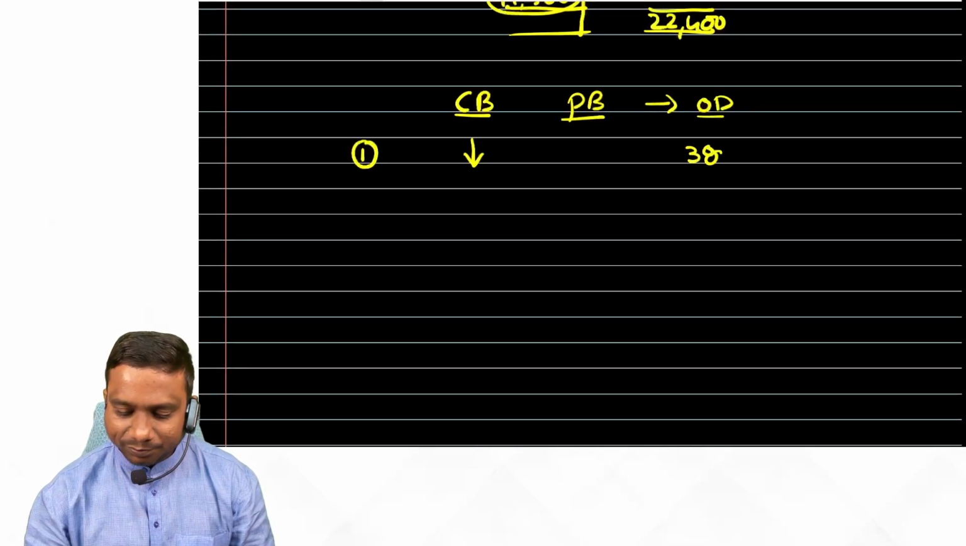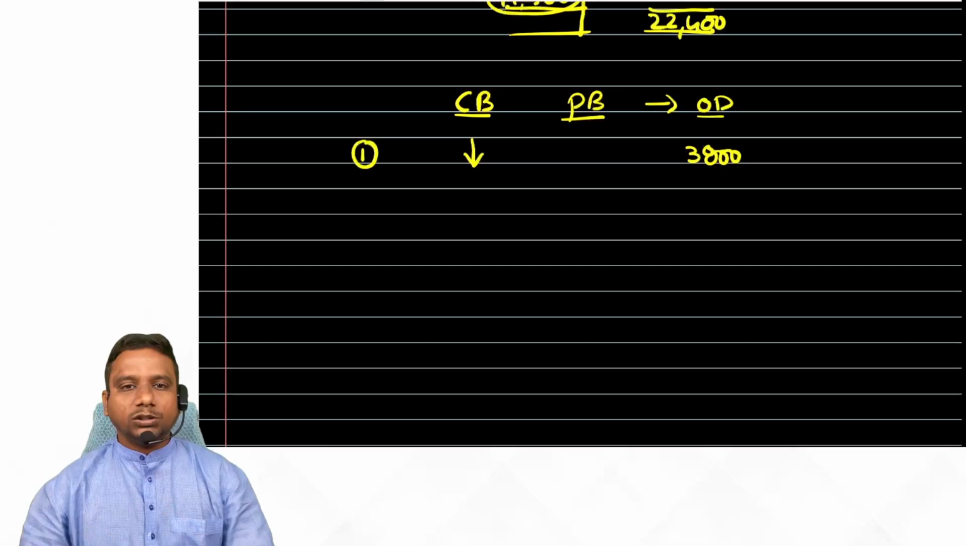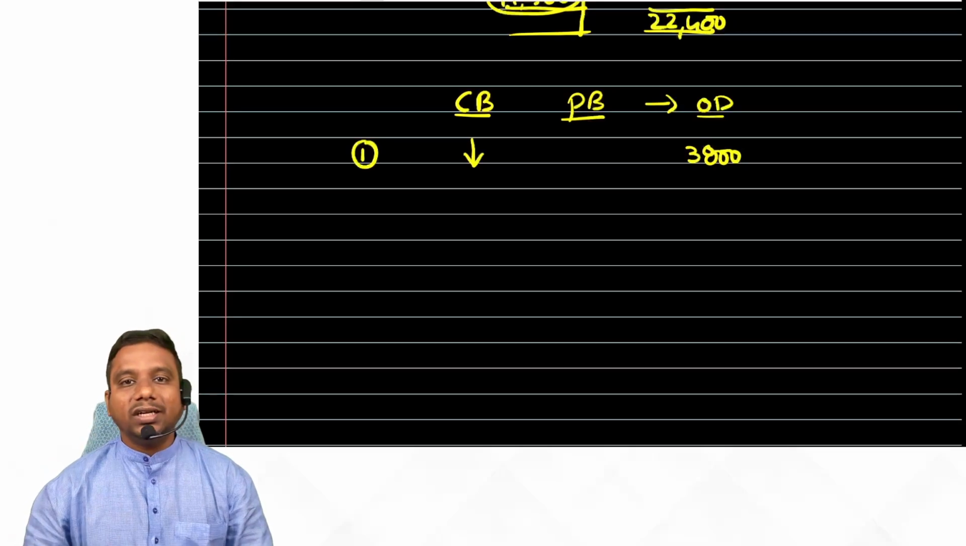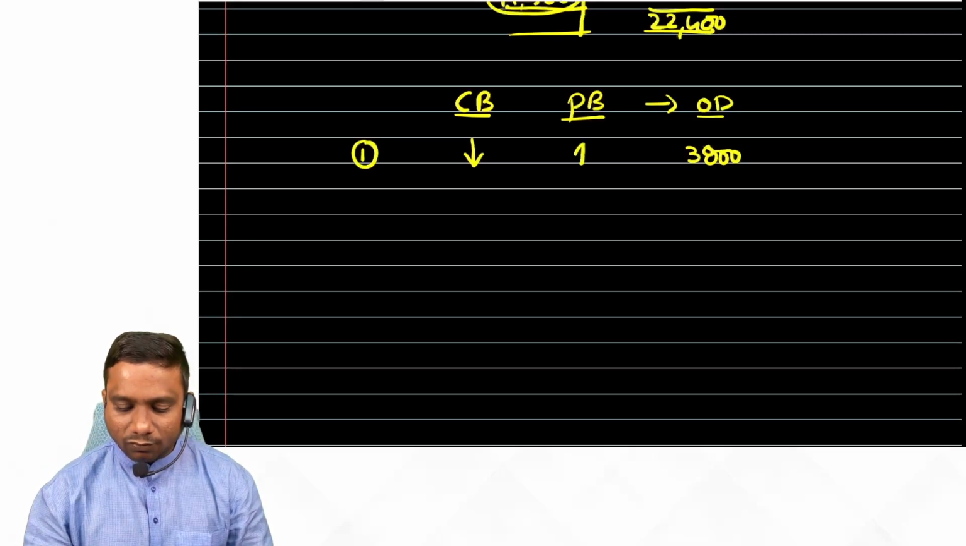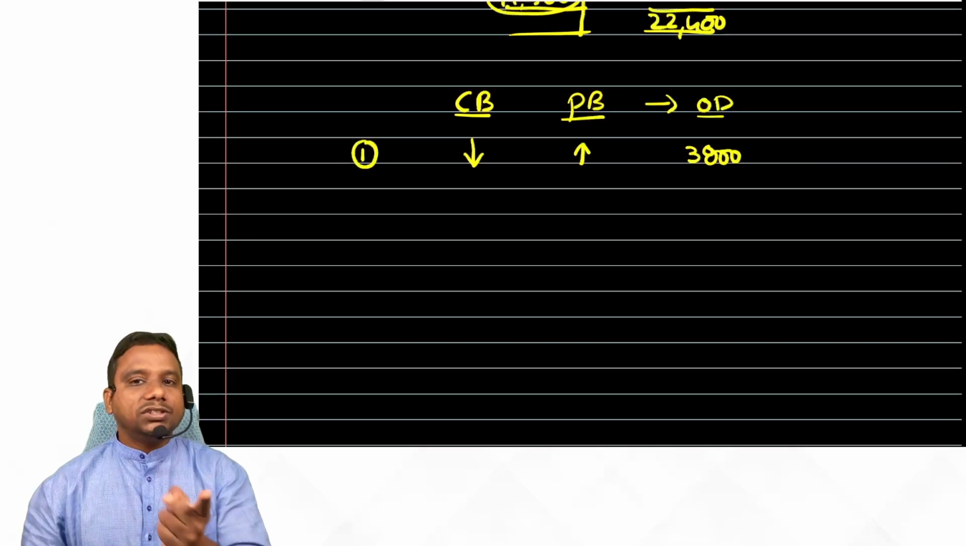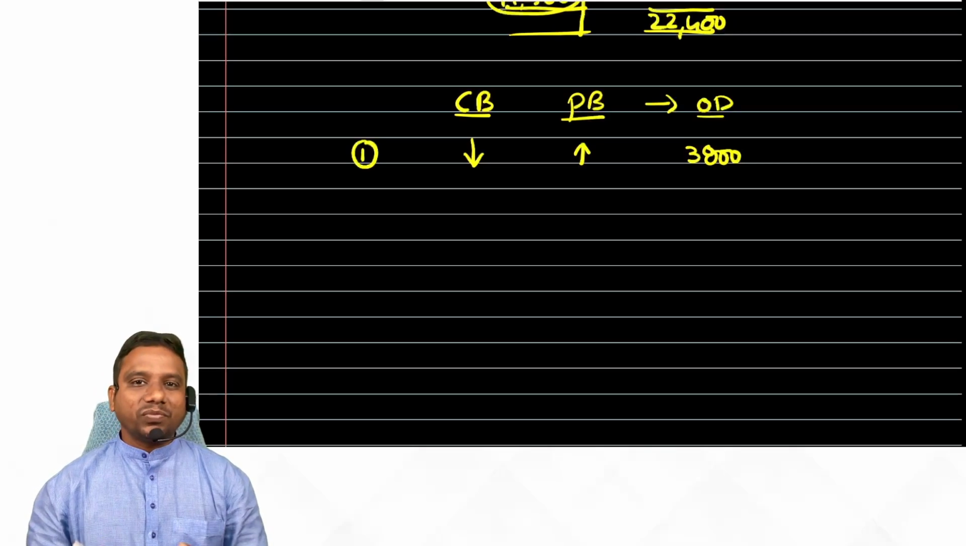3,800 rupees. So compared to cash book and passbook, our cash book overdraft gets decreased, whereas passbook overdraft gets increased by how much? 3,800. Is it clear, students?